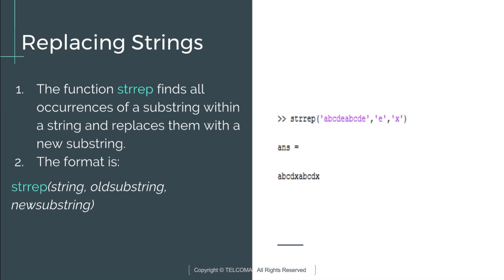Next is replacing strings. The function strrep finds all occurrences of a substring within a string and replaces them with a new substring. And the format for the same is strrep, and in parentheses write string, comma, old substring, comma, new substring. Like, I have written in the example strrep abcdef abcde. Then I am going to replace e with x. So I have written the old substring e, then new substring x. So all the e elements get replaced with x.